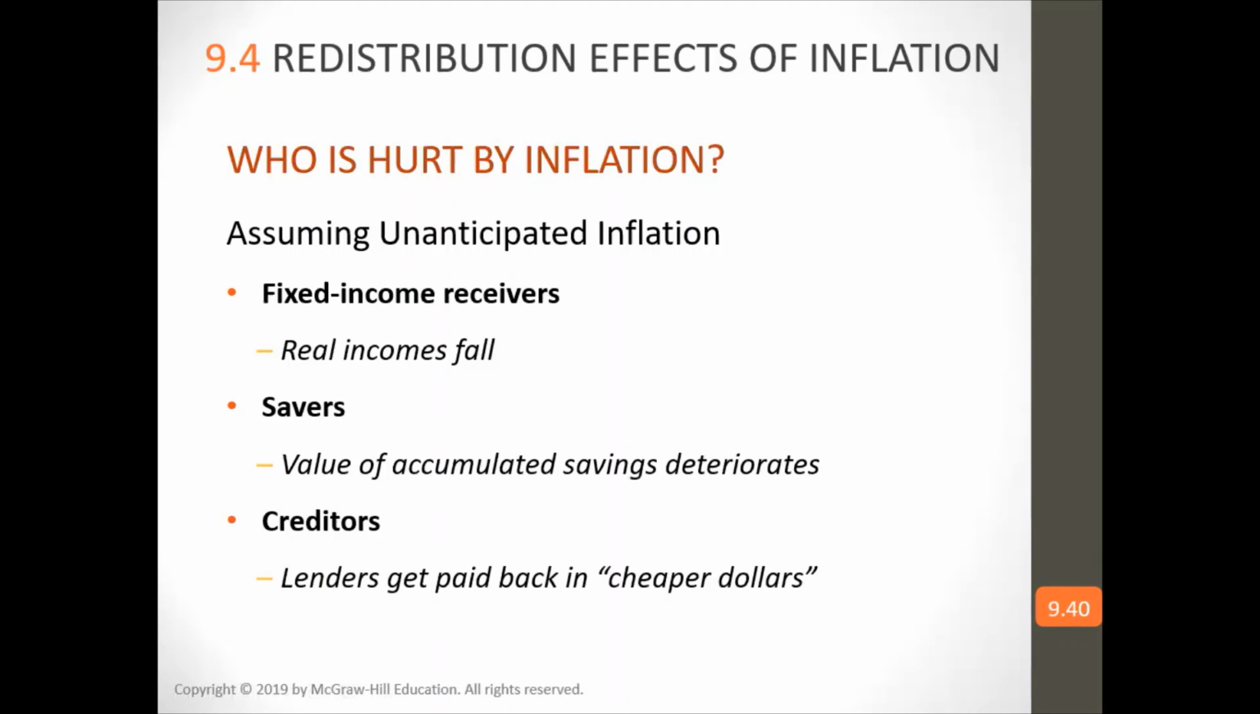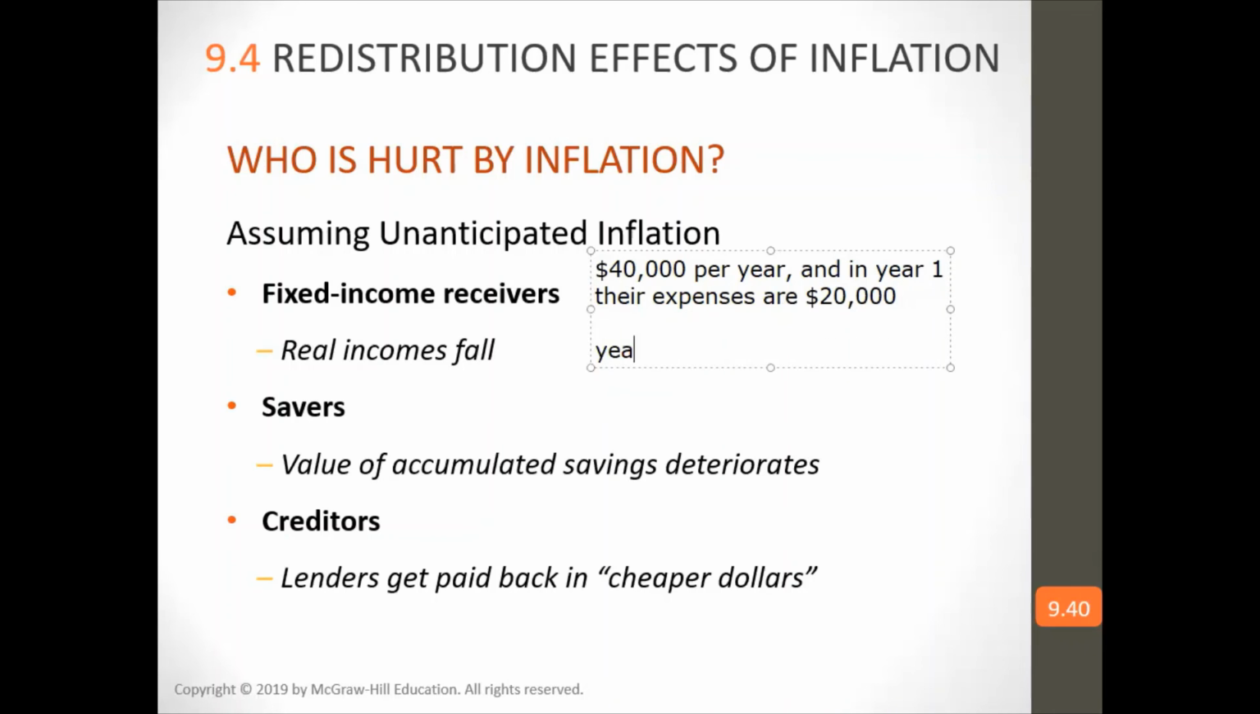So yeah, fixed income receivers are hurt by inflation because their income's not going to go up. Let's say they're making $40,000 a year, and in year one their expenses are 20,000.